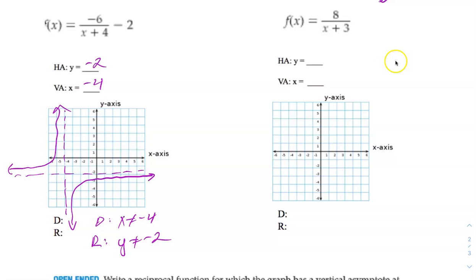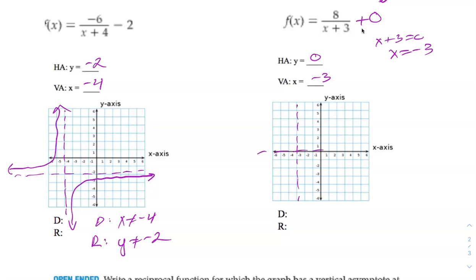Next one here, last of the graphing. 8 over x plus 3, so plus 0. So that makes my horizontal asymptote just 0. And my vertical asymptote, the bottom equals 0, x equals -3. Let's plot it. X equals -3.